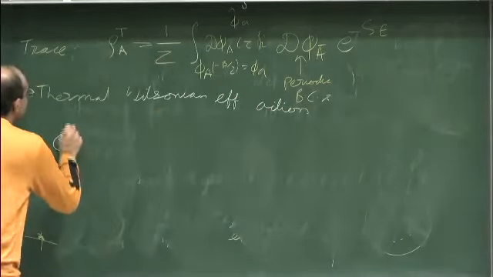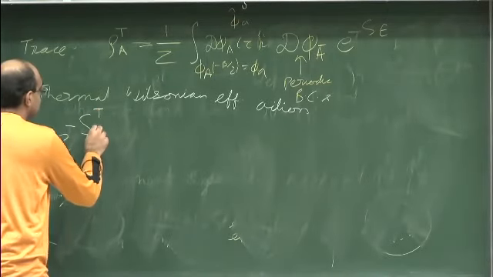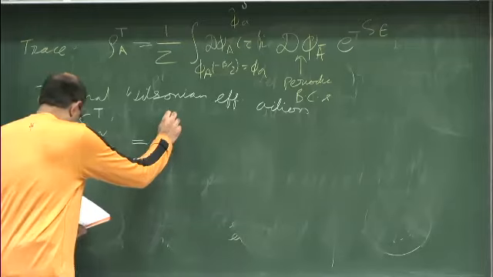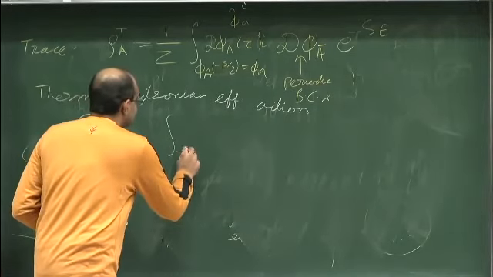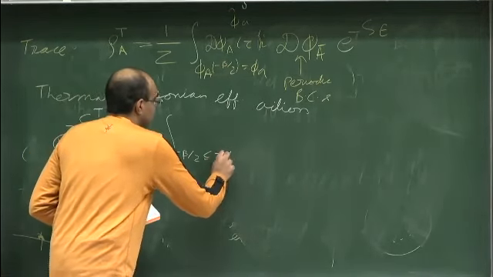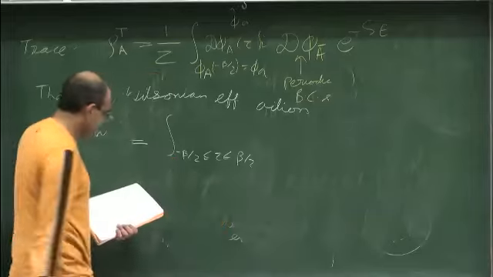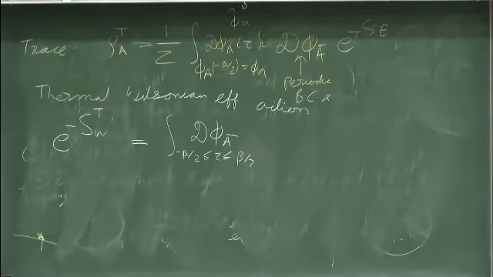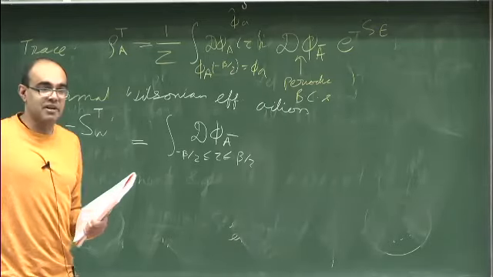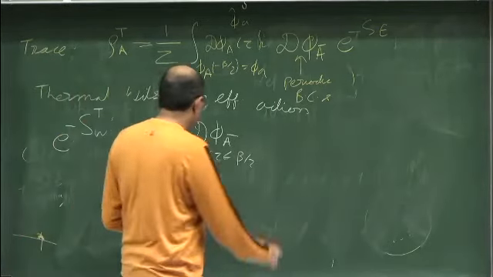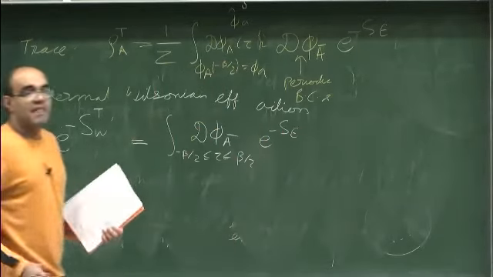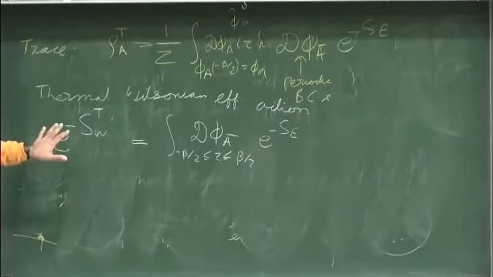You have e to the minus S thermal Wilsonian is going to be equal to the integral, with time running from minus beta over 2 to beta over 2, over phi A bar. A bar is, remember, the part of the configuration space that we're going to trace over, and is going to be the UV degrees of freedom in a minute. So I do that integral, and I write down e to the minus S e. That is the definition of the Wilsonian effective action.